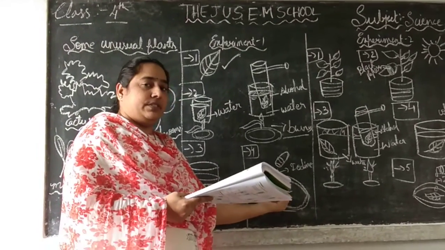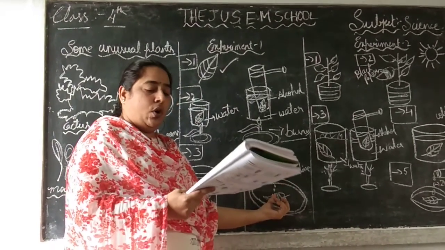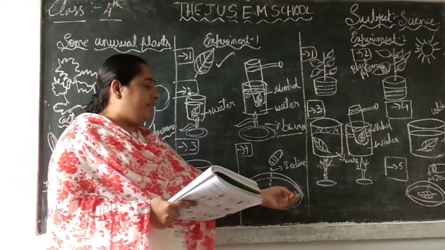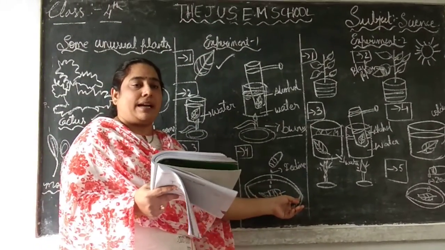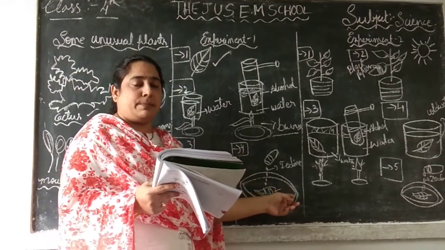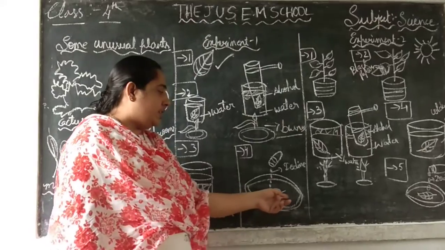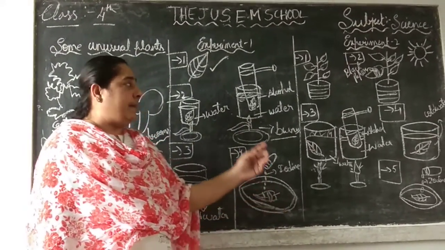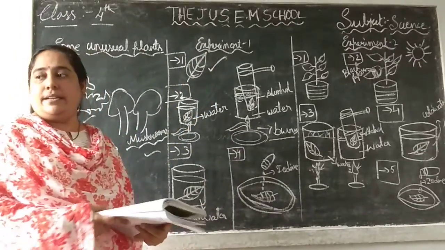The leaf turns blue-black in color. Why? Because this shows that starch is present in the green leaf. Come back once again, children, and see the experiment.